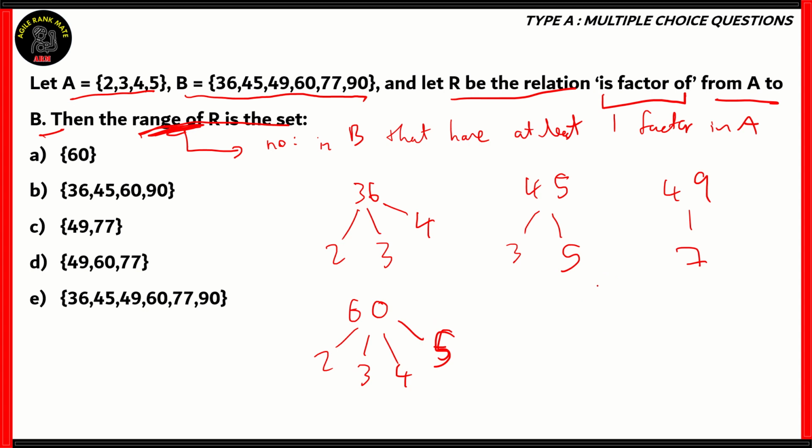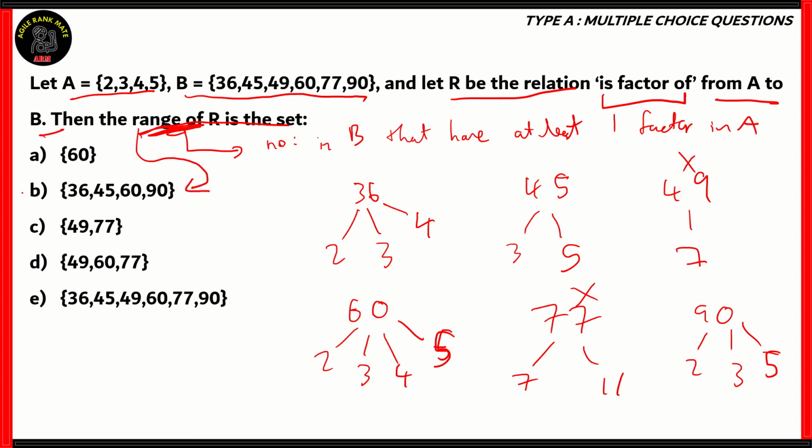So let's look at 77. 77 contains 7 and 11 as factors. 90 has 2, 3, and 5 as its factors. So, as you can see, 49 and 77 do not have any factors in the set A. So therefore, the range of the set will not contain 49 and 77. The other numbers do have factors in the set A. So therefore, the range of R is option B, 36, 45, 60, 90.